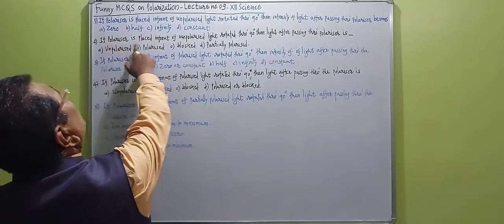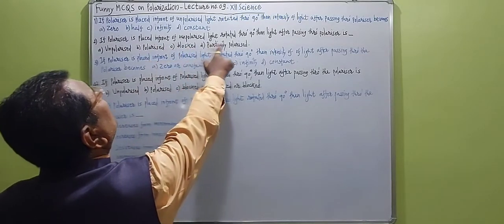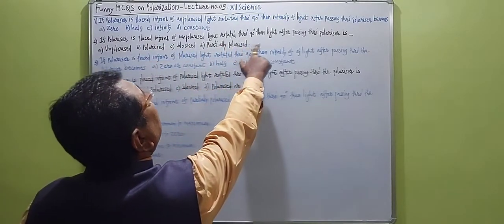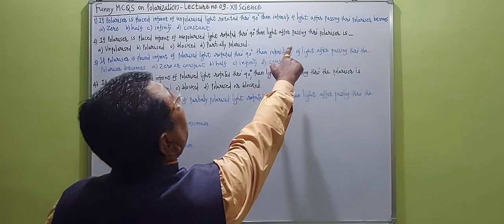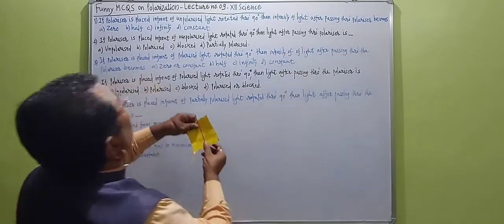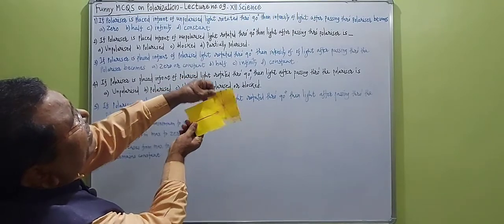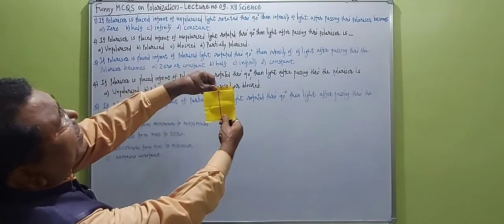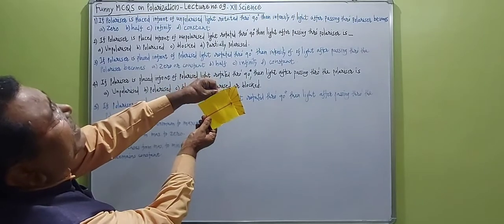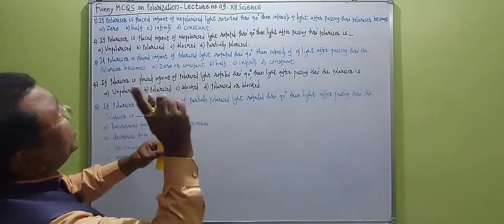Next one. If a polarizer is placed in front of unpolarized light and rotated through 90 degrees, then the light after passing through the polarizer, the same question is there, rotated through 90 degrees like this. This is unpolarized light and this is a polarizer rotated through 90 degrees. Then what do we get?